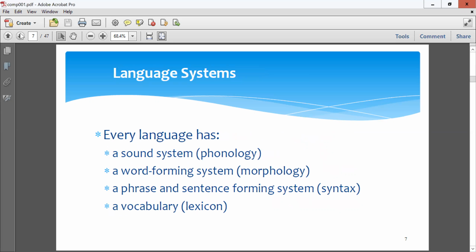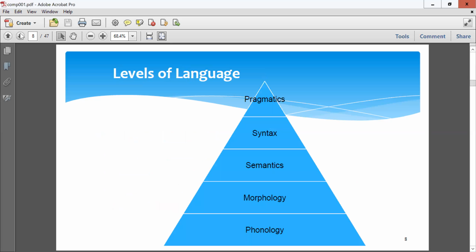Language systems all have a sound system, a phonology. They have a word-forming system, which is called morphology. They have a phrase and sentence-forming system, which is syntax, and a vocabulary, which is often referred to as a lexicon. When we hear the word lexicon, often it's a certain type of vocabulary. So it could be like medical jargon or a certain type. But every language system has these components.